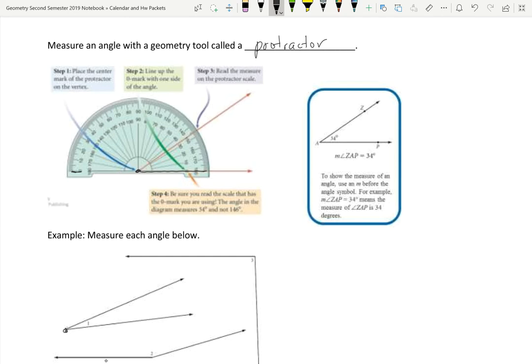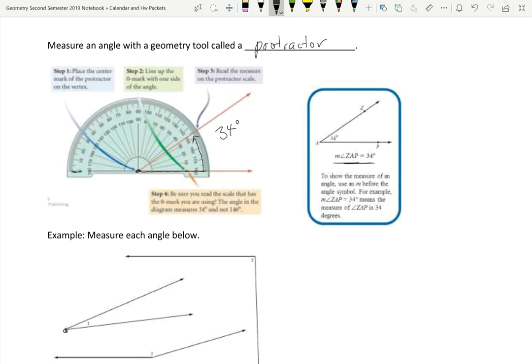Line one of them up with one of the rays or one of the sides of the angle, and then count up this way towards the other side. Notice there's two sets of letters, so make sure to start at 0 and count up: 0, 10, 20, 30, and I think that was about 34 degrees in this case. And there you go. Now, how do you write that?